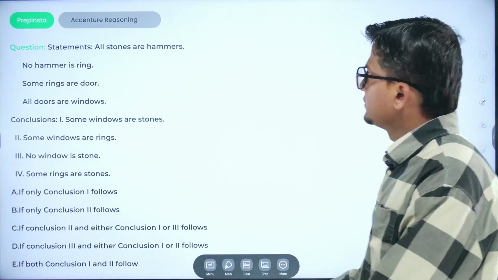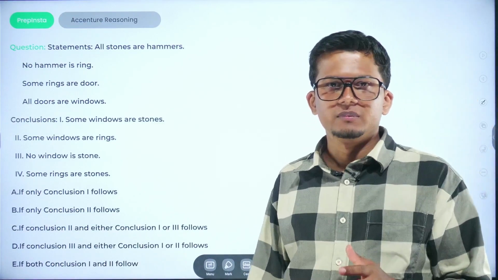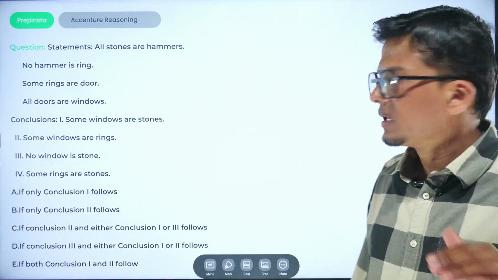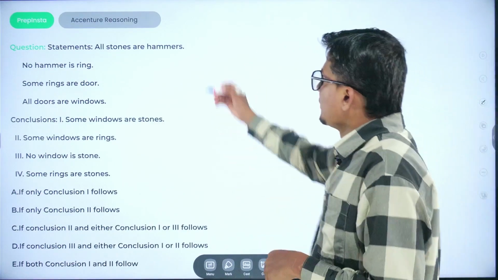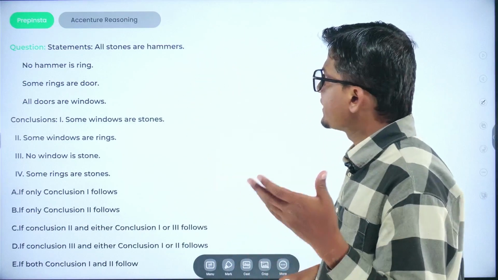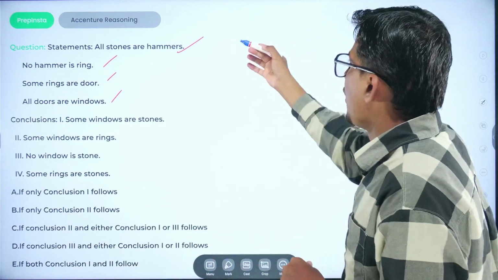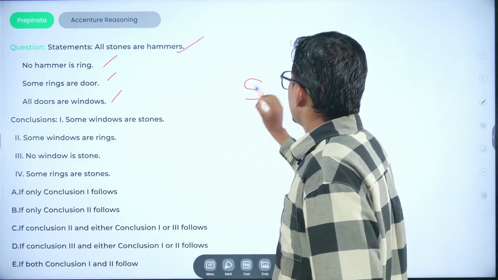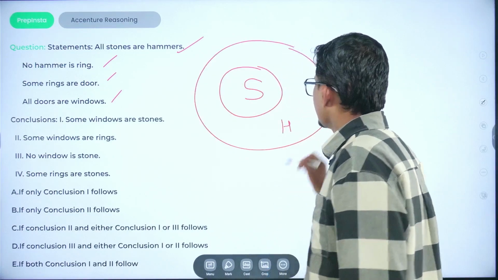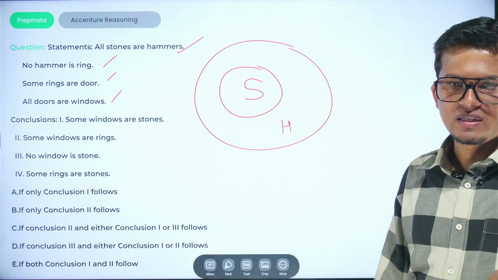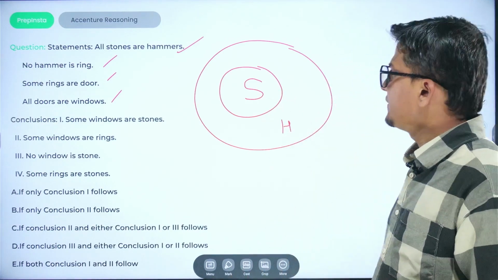Coming to the next question. Whenever we are given a question which comes from the syllogism chapter, ideally what we are going to do is draw a particular Venn diagram. So let us draw the diagram on the basis of the statements given. So we have 4 statements given. First is, all stones are hammers. That means all the parts of stone come under the hammer, or we can say stone is a subset of hammer. Here we are representing the stones with S and hammers with H.